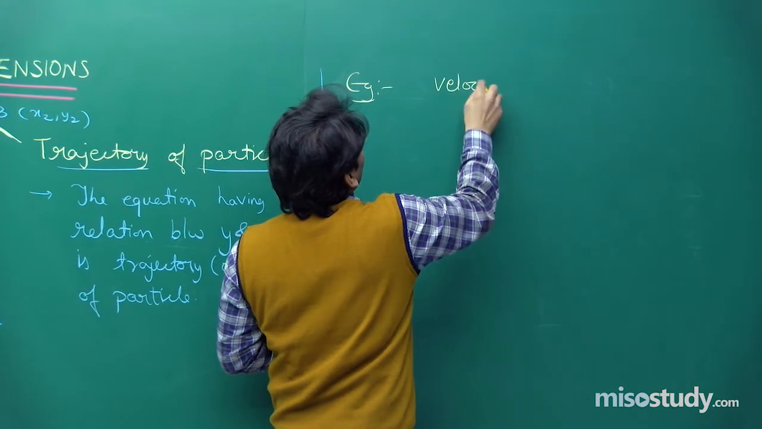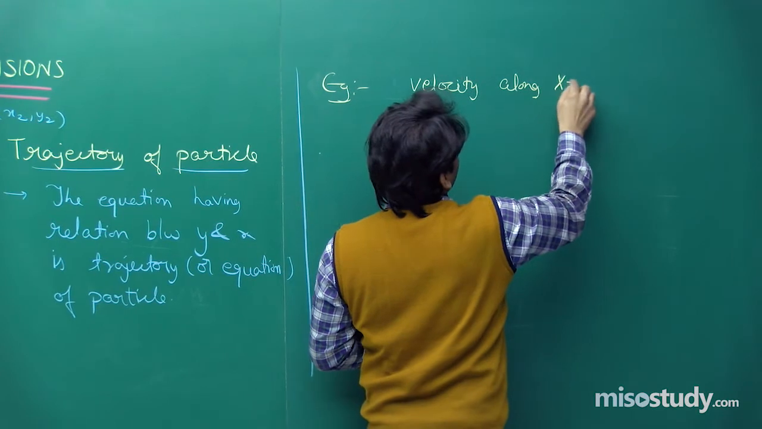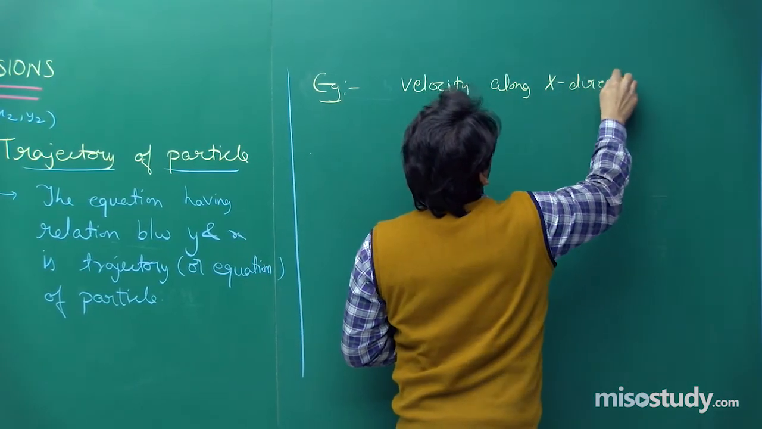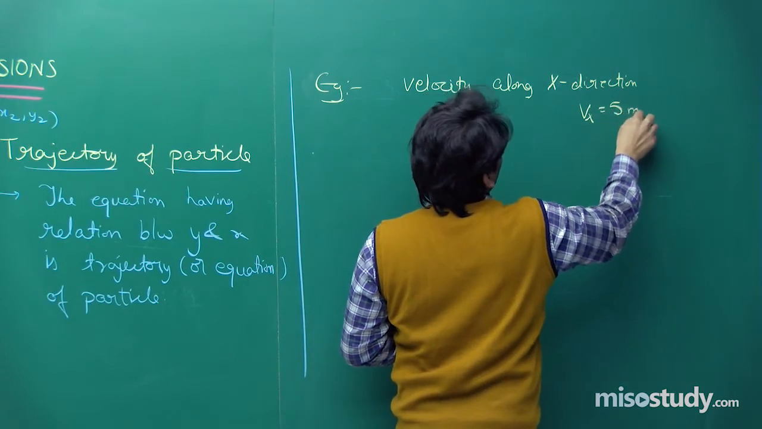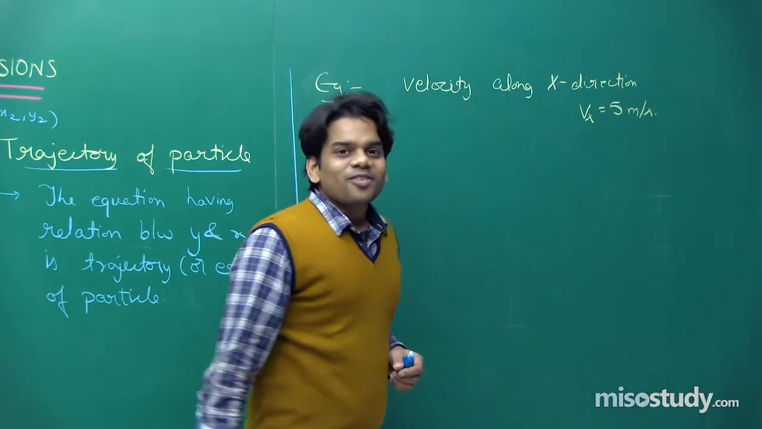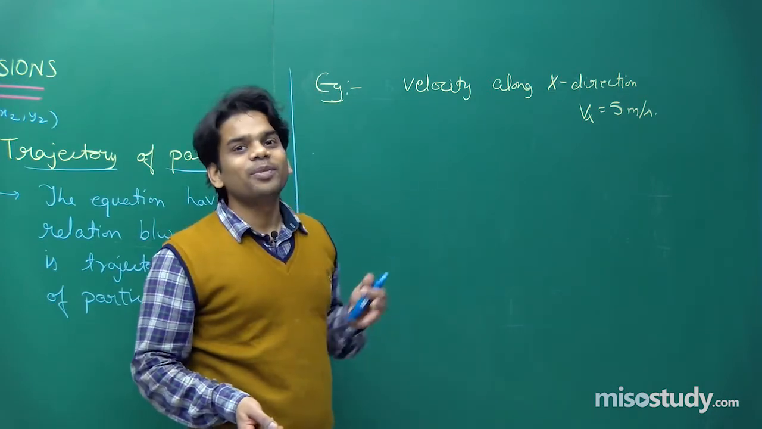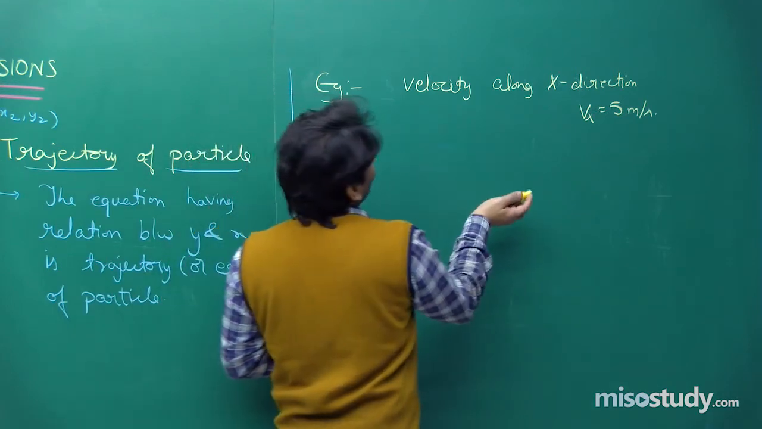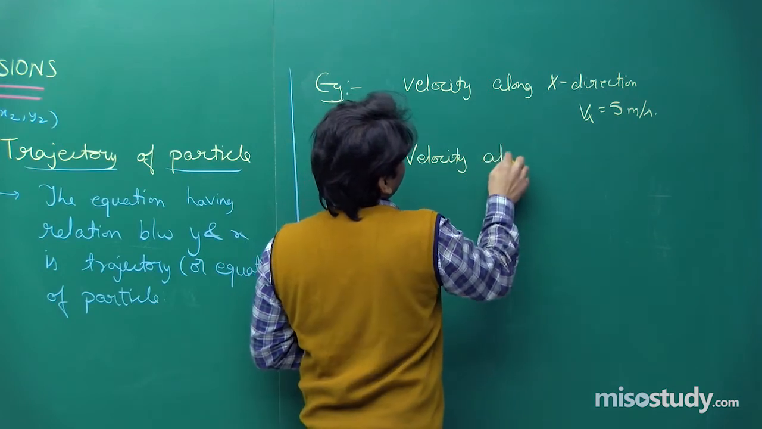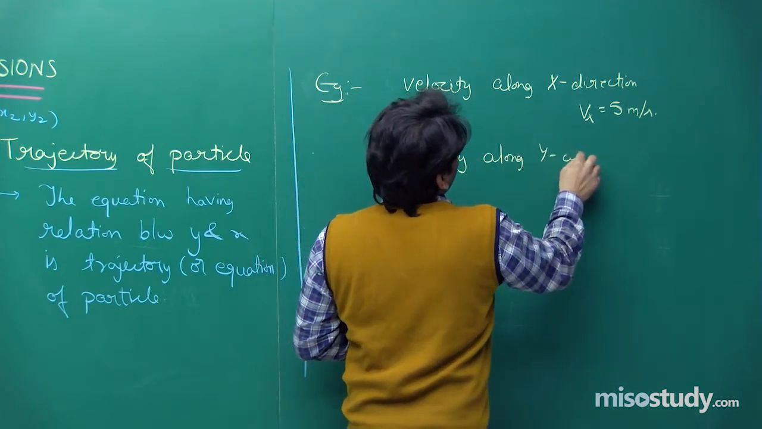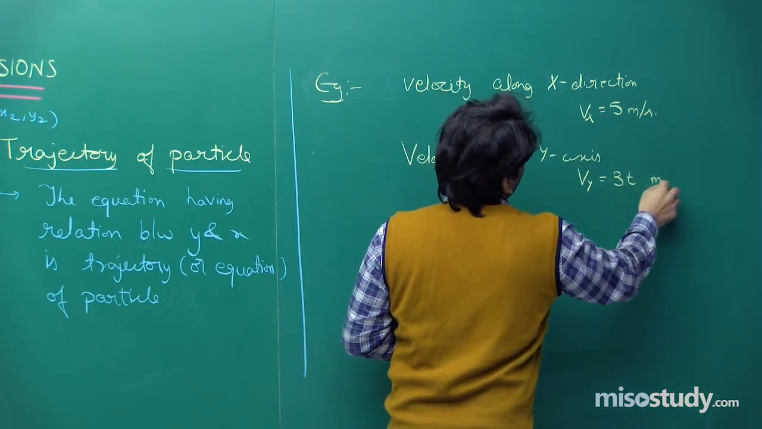Velocity along the x direction is given as Vx equal to, let's say, 5 meter per second. You may take any value for this example. I am giving Vx equal to 5 meter per second. And let's say the velocity along the vertical direction depends on time, and the time dependency is given as velocity along the y-axis, Vy equal to, let's say, 3t meter per second, where t is time.